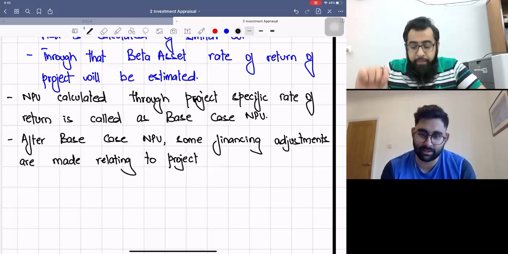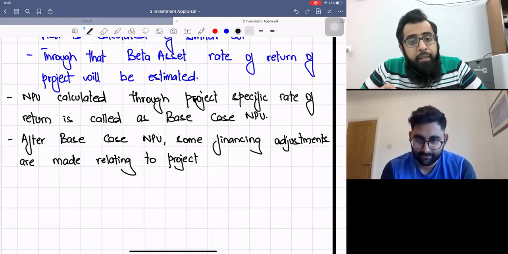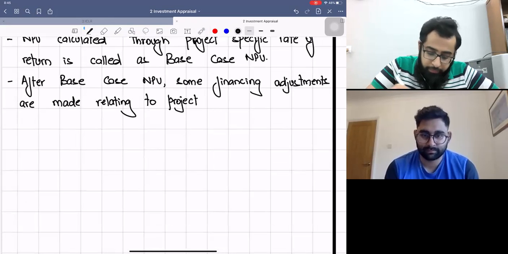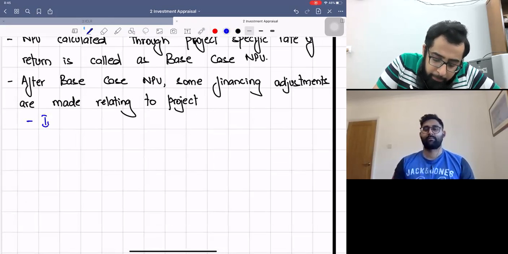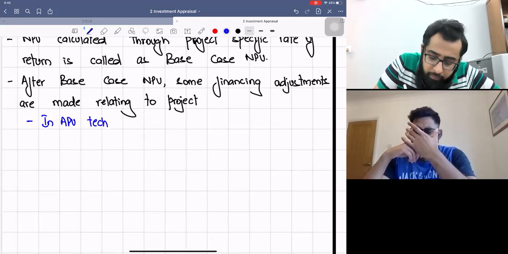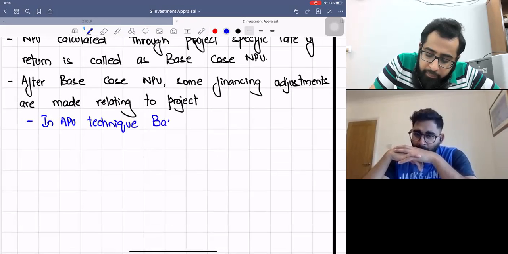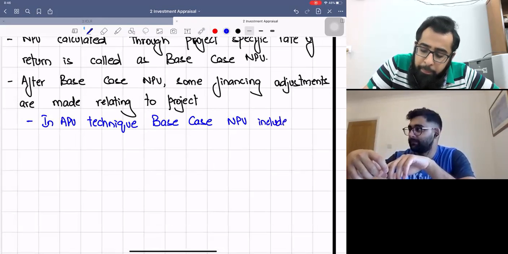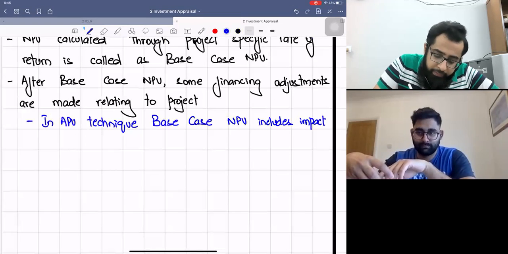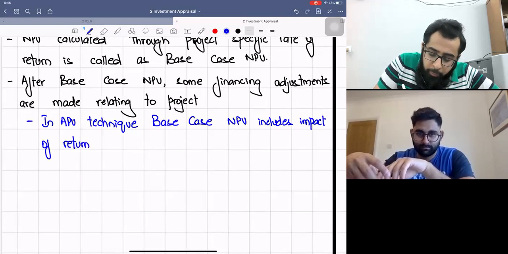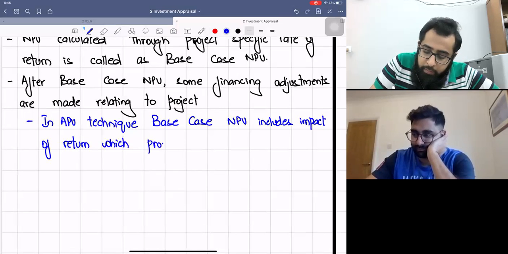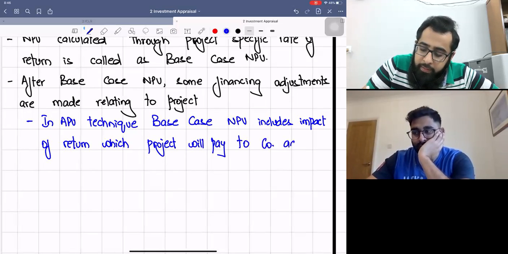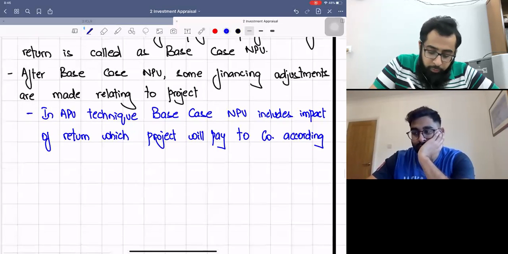Okay. Got it. This is all APV, yeah? Yeah. Once we have calculated the base case NPV, some financing adjustments are made relating to the project. In the APV technique, base case NPV includes the impact of the return which the project will pay to the company according to its own risk, according to the project's own risk.